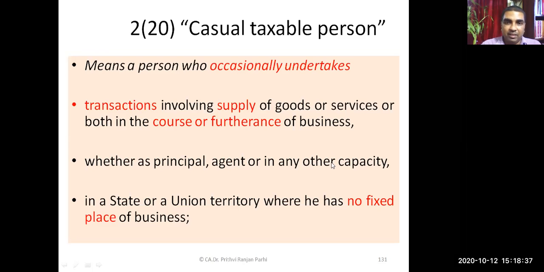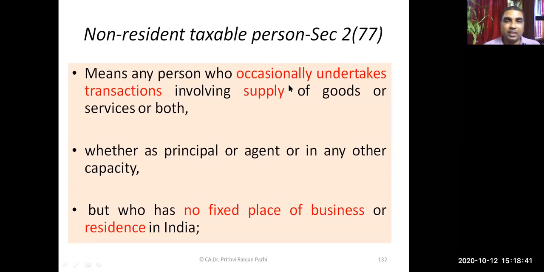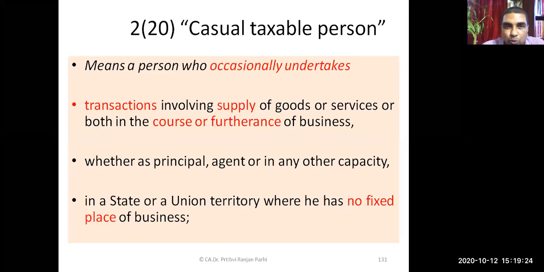Now, next we need to learn who is a non-resident taxable person. Section 2, clause 77 explains. It means a person who occasionally undertakes transactions involving supply of goods, services, or both, whether as principal or agent or in any other capacity, but who has no fixed place of business or residence in India. He doesn't have any fixed place of business or residence in India. What can we call this kind of person? Non-resident taxable person. Right. So these are the two things. Section 2 clause 20 and clause 77 explain who is a casual taxable person and who is a non-resident taxable person.